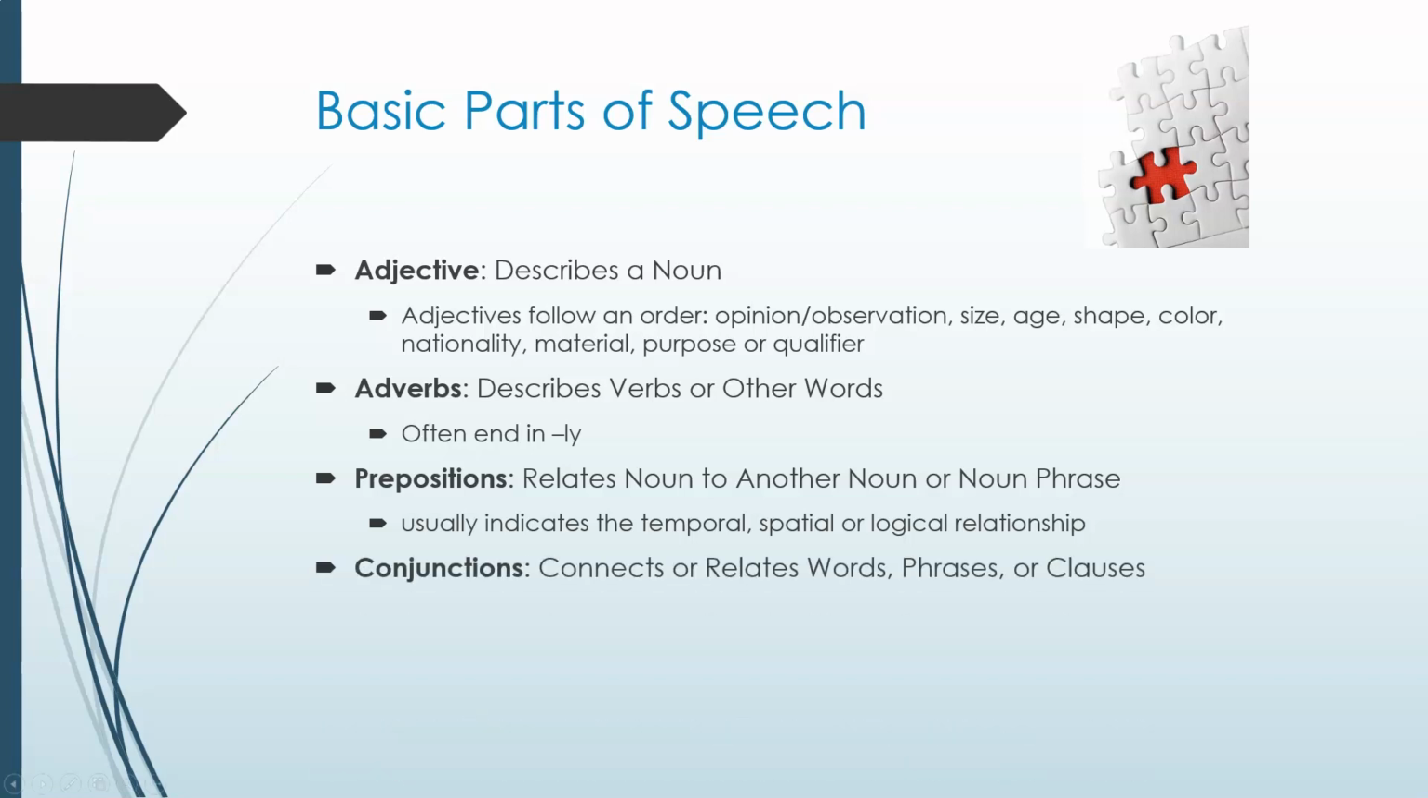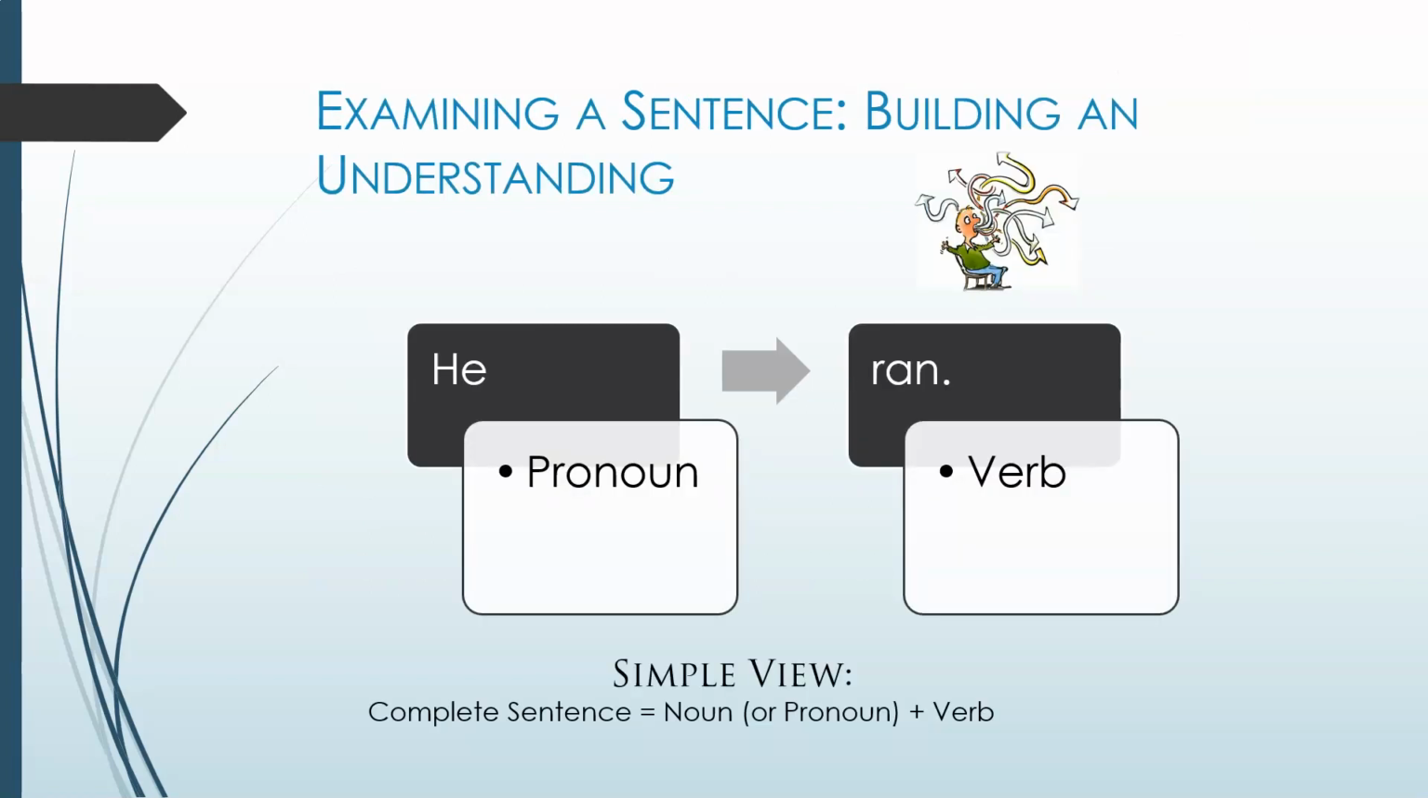Conjunctions connect or relate words, phrases, or clauses. So they are like prepositions, but can do more, like connecting two verbs or two whole sentences. We'll see them in this role in a little while when we get to clauses, when we will discuss conjunctions in more detail.